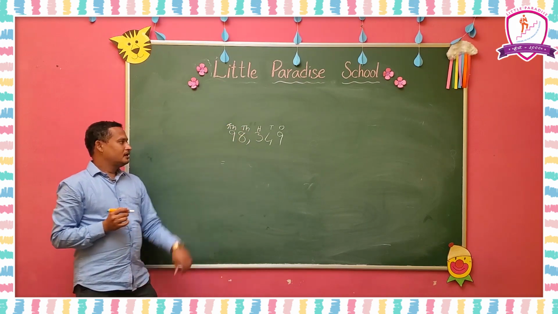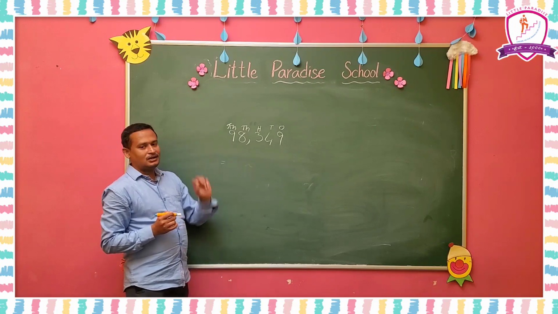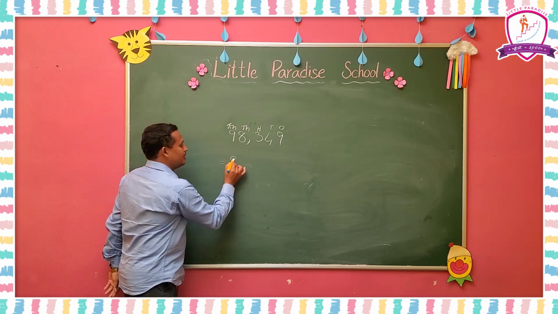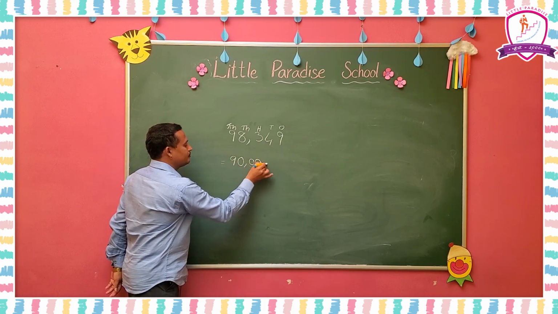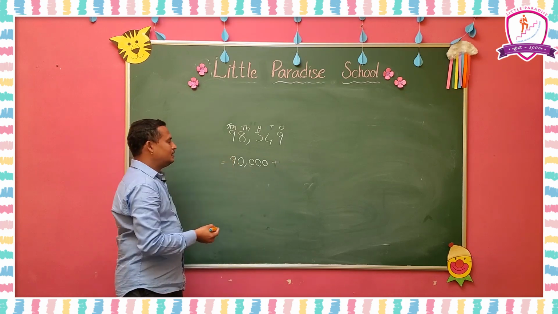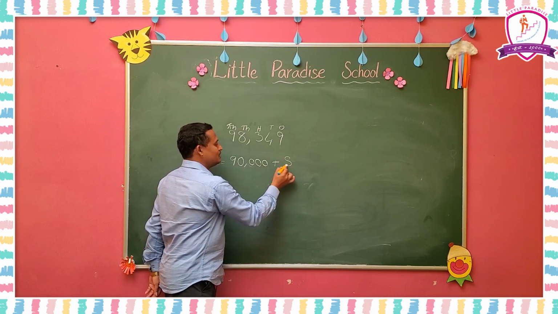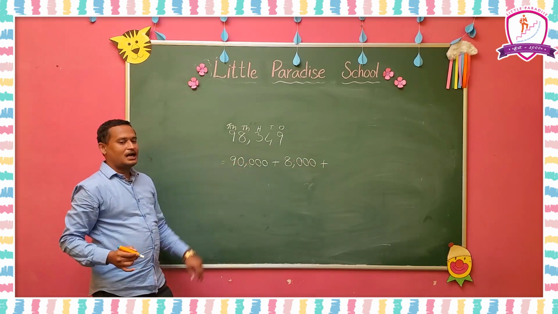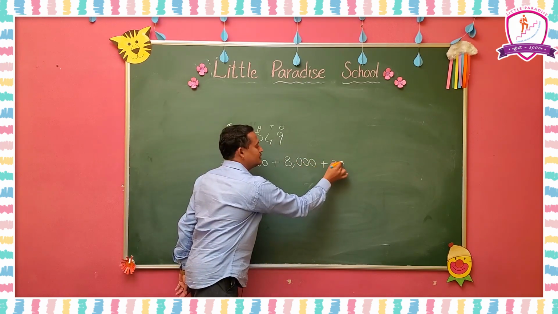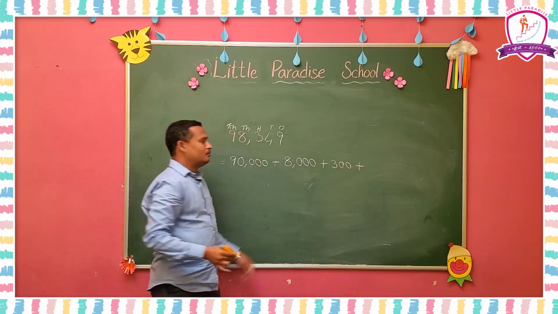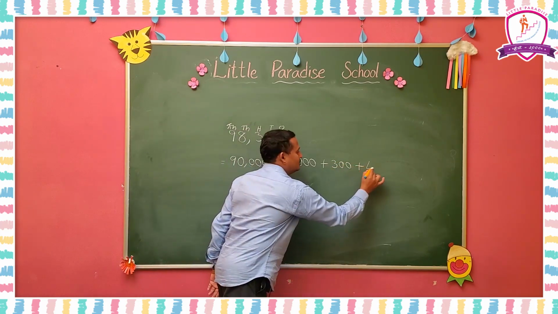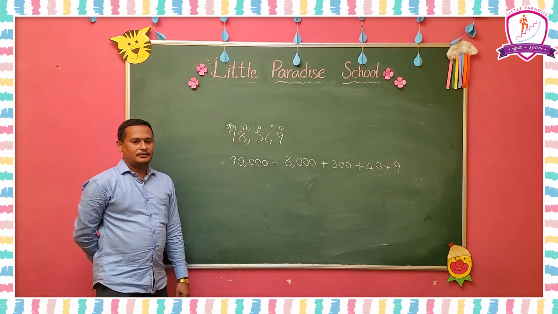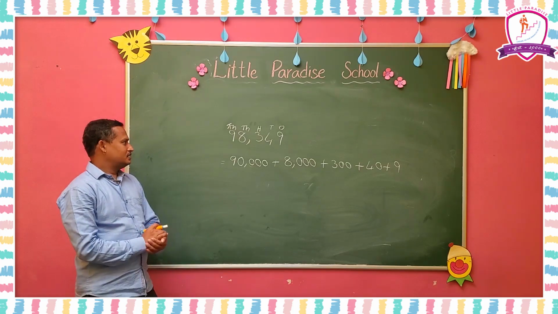Here 9 is in 10,000's place, we can read that as 90,000. So, it will become 90,000 plus, here 8 is in thousands place, so we can write that as 8,000. Next 3 is in hundreds place, that we have to write as 300, plus 4 in tens place, we have to write that as 40, plus 9. Like this we have to expand. Okay. This is the expanded form, this is the short form.